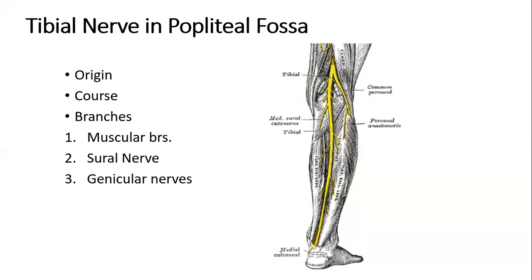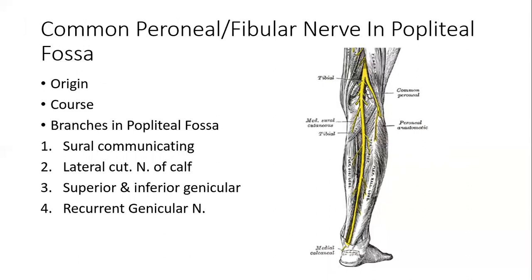So this was all about the tibial nerve, origin, its course in the popliteal fossa, and branches given off in the popliteal fossa, and their courses and area of distribution. Let's move on to the next nerve that arises at the apex of the popliteal fossa after the division of sciatic nerve, the common peroneal or fibular nerve.